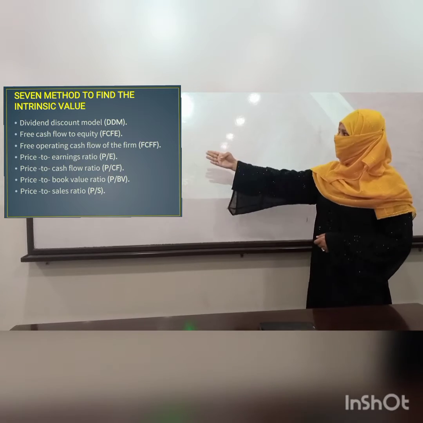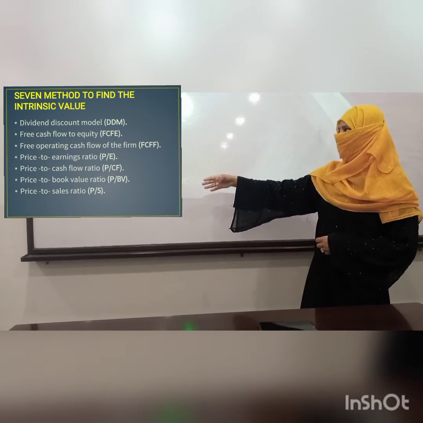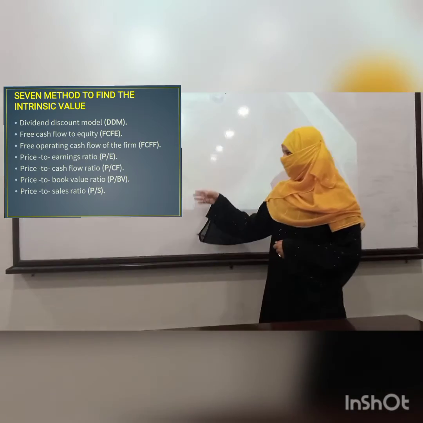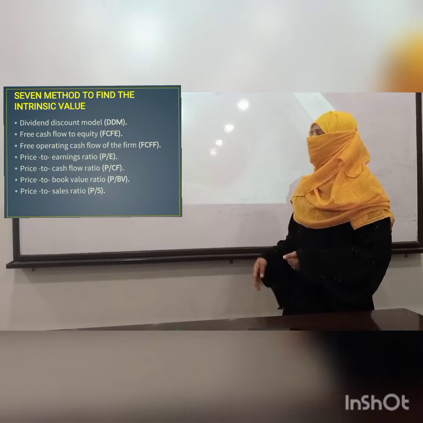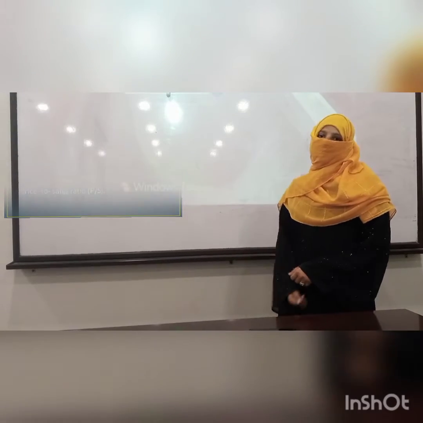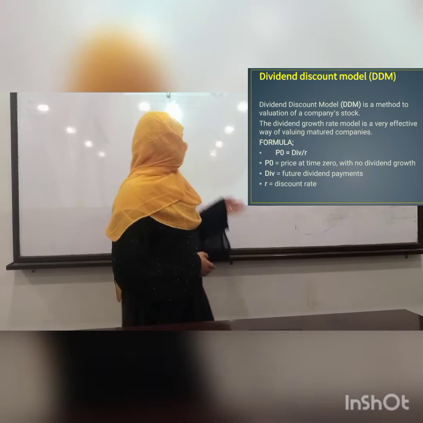Second one is free cash flow to equity, and the third is free operating cash flow of the firm. Fourth is price to earnings ratio, and the fifth is price to cash flows, price to book value ratio, and the last one is price to sales ratio. The dividend discount model is a method for valuation of a company's stock.